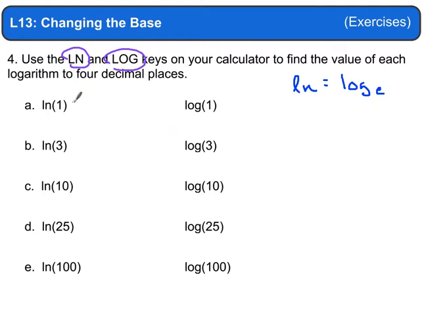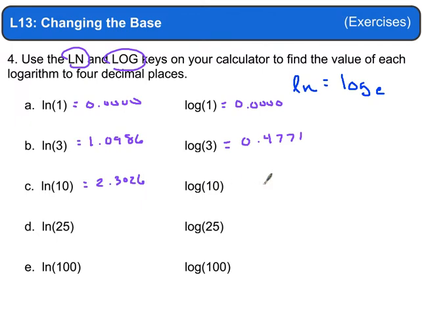So if we did the natural log of 1, that would be 0.0000. It's 0, in other words. If we compare that to log base 10 of 1, that would still be 0. If we did natural log of 3, that would be equal to 1.0986. And again, remember, you're putting it in the calculator. If I did log base 10 of 3, that would be 0.4771. If I did the natural log of 10, that would be 2.3026. Compare that to log base 10 of 10, that would be 1.0000.